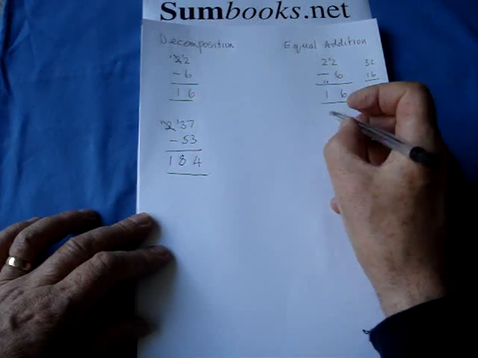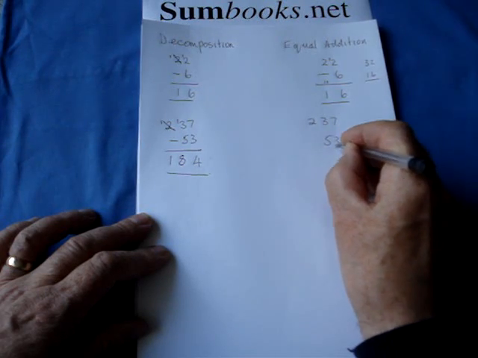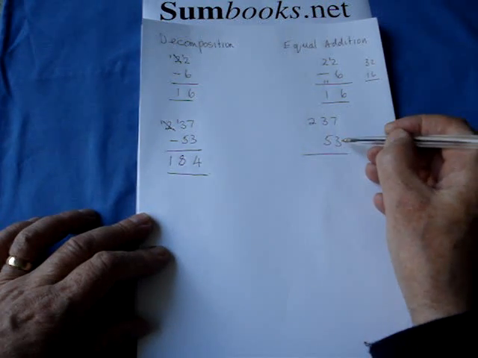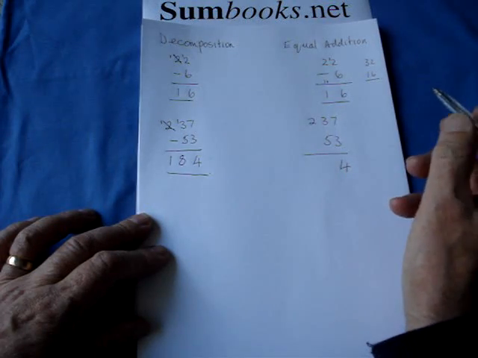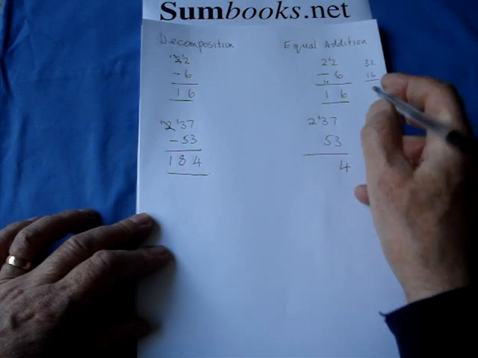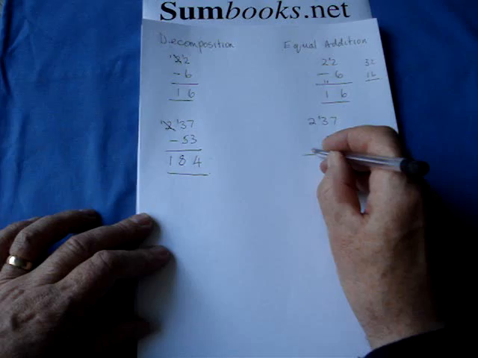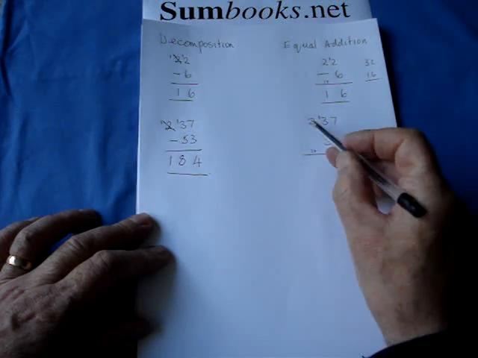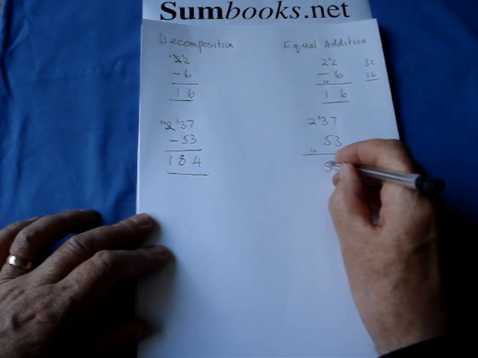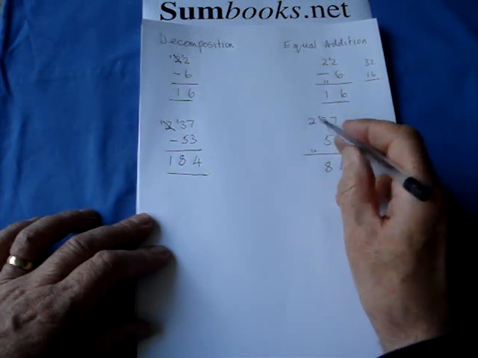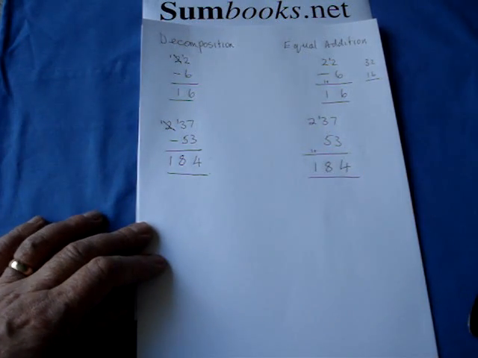With the equal addition method, 3 from 7 is 4, 5 from 3 we can't, so we give ourselves 10 tens over on this side and we pay back 100 to this column. So we say 5 from 13 is 8 and 1 from 2 is 1. So we get 184 again.